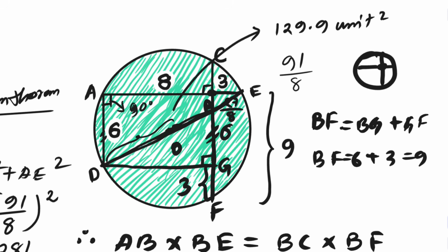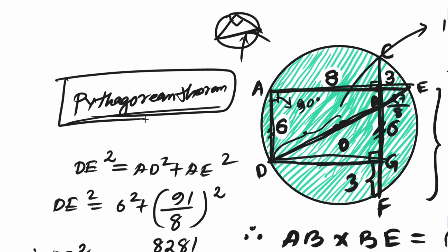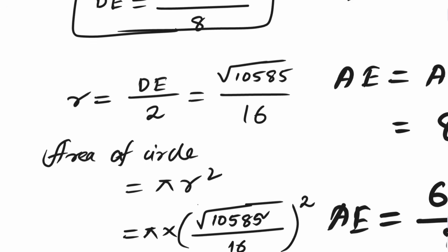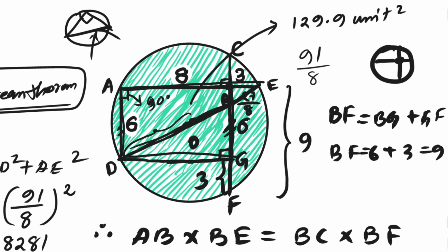We used properties of a rectangle to find missing lengths, then the intersecting chords theorem to determine another segment, then Thales' theorem to identify the diameter, and finally, the Pythagorean theorem to calculate its exact length before finding the area of the circle. If you followed every step up to this point, you're building a very strong geometry foundation.